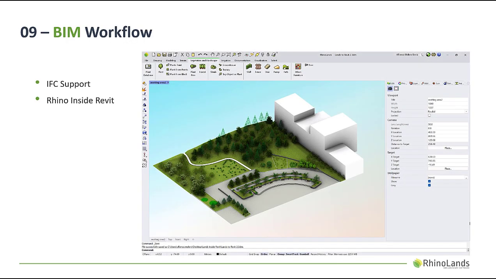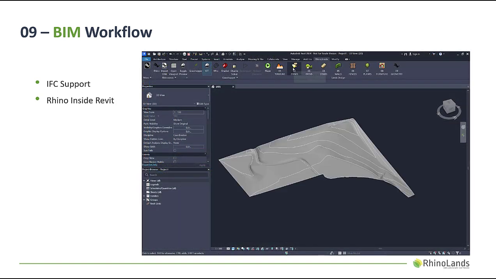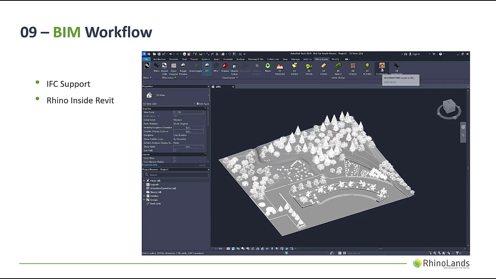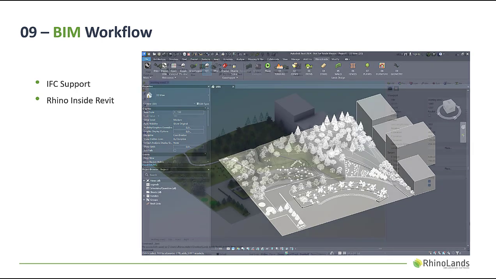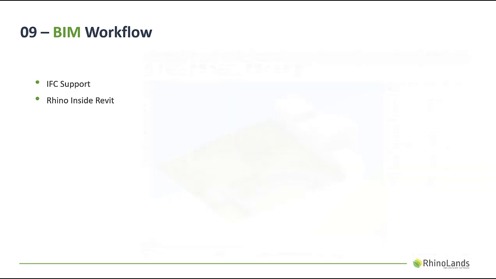RhinoLands is a BIM tool with a seamless workflow and interoperability with other programs through IFC import and export files, as well as through Rhino.Inside.Revit technology. You can open a landscape model from RhinoLands in Revit, and all its BIM objects can be recognized as such within Revit.